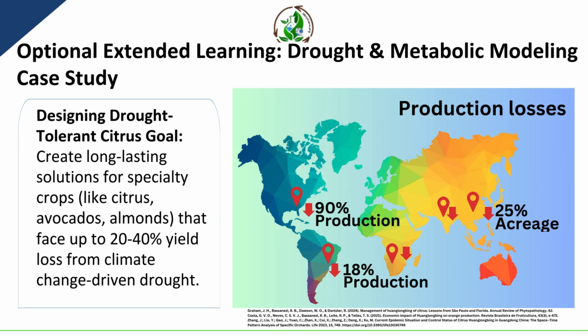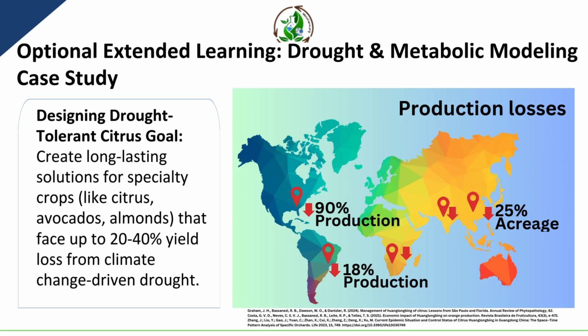As an optional extension, let's look at a powerful, real world example of metabolic modeling in action. A UCR led project focused on designing drought tolerant specialty crops. Climate change is causing increased drought, which is predicted to cause major yield losses, up to 40% in specialty crops like California citrus. This project is a proactive strategy to adapt the crops themselves to survive with less water.